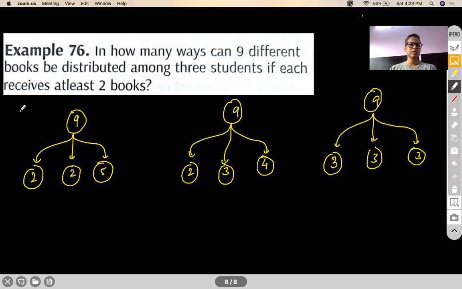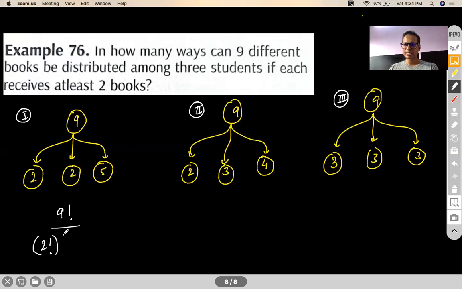Now, let me call these case 1, case 2, and case 3. Let us look into case 1. How many ways can you split 9 books to 3 people such that 2 of the groups have an equal number of items and the third one has a different one? So your answer would be so simple. It would be 9 factorial by 2 factorial square into 2 factorial into 5 factorial, and since order is important, into 3 factorial. Because now these books can change hands also.